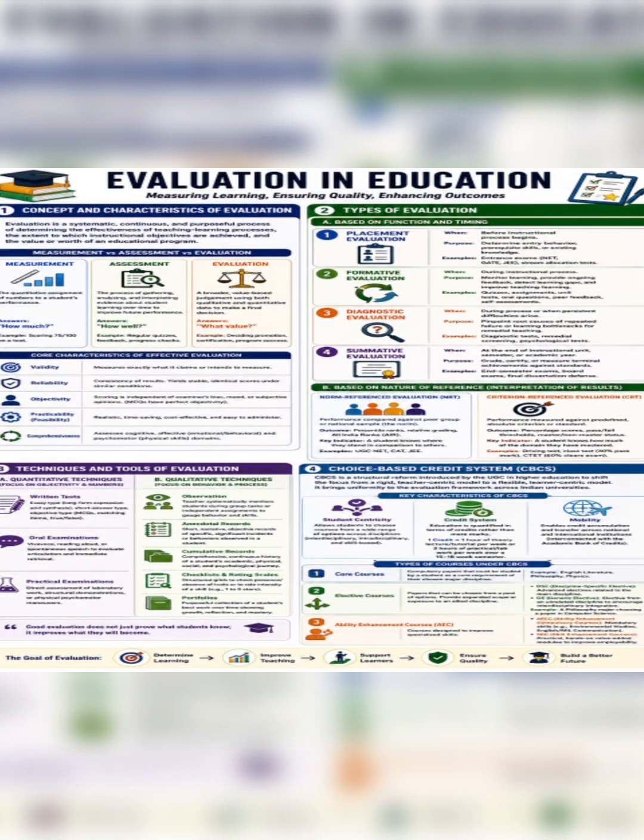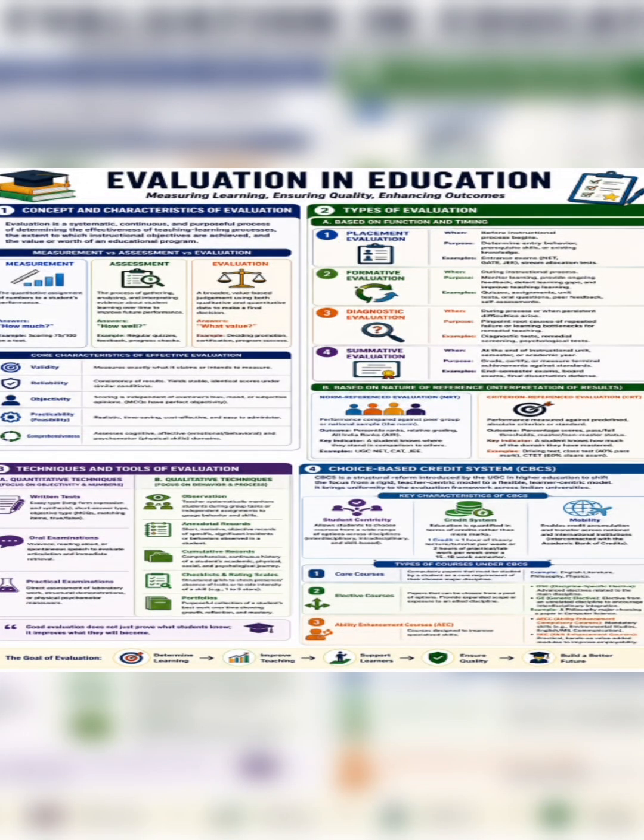Number two is assessment. This is the process of gathering, reviewing, and interpreting evidence about student learning over time to map out performance. It answers the question how well. Here, do remember the quote unquote how well. Example, regular quizzes, portfolio reviews, and progress checks that provide actionable feedback. And lastly comes evaluation. This is a broader value-based judgment using both qualitative and quantitative data to make a final decision. It answers the question quote unquote what value. For example, deciding promotion, certification, or program success.